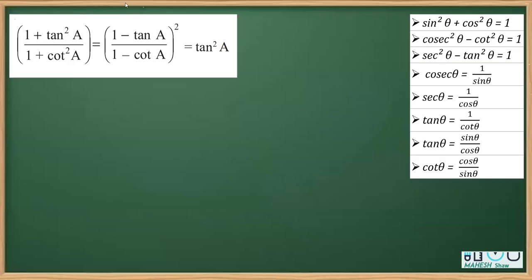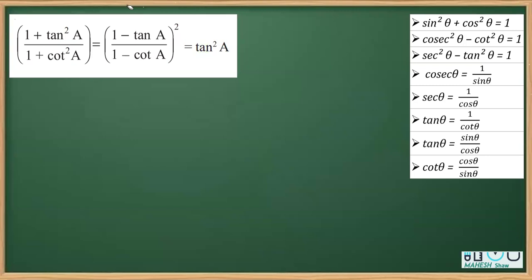In this question from trigonometric identities, we are given (1 + tan² A)(1 + cot² A), and we need to prove this is equal to tan² A. Similarly, ((1 + tan A)/(1 + cot A))² should be proved equal to tan² A. So let's begin with the first part. Here I'm going to prove this as this.